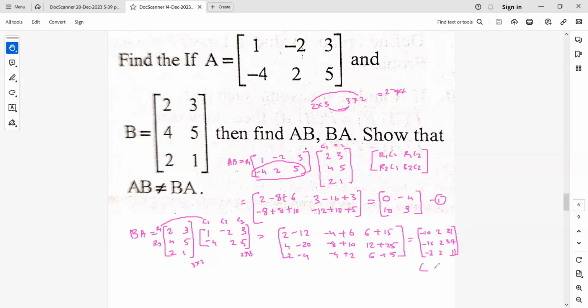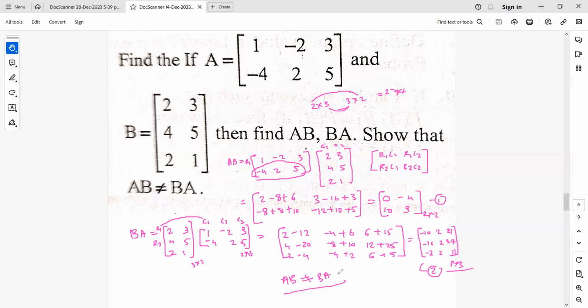So see, this is the equation number 2, and we can see equation 1, the order is 2 cross 2. Equation 2, it is 3 cross 3. So both the matrices are not equal. So we say that A into B is not equal to B into A.